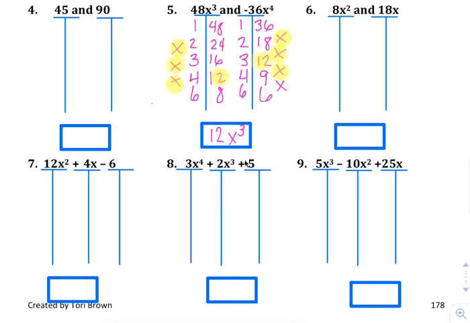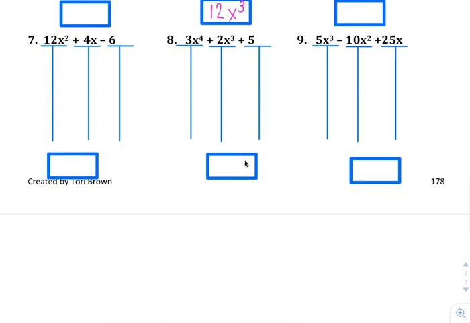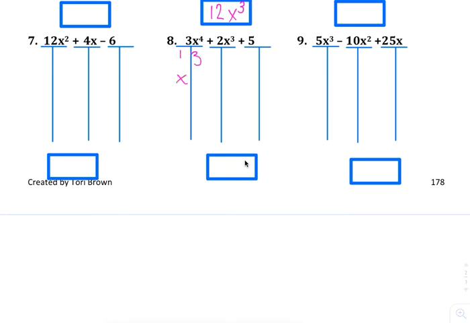I'm going to try and do 2 more. Let's try 8 and 9. Okay, so problem 8, we're going to go 1 and 3 with 4 x's. Those are my only factors. Next, we're going to go 1 and 2 with 3 x's. Those are my only factors. Next, we're going to go 1 and 5 because 2 doesn't work, 3 doesn't work, 4 doesn't work. And there's no x's on that problem.